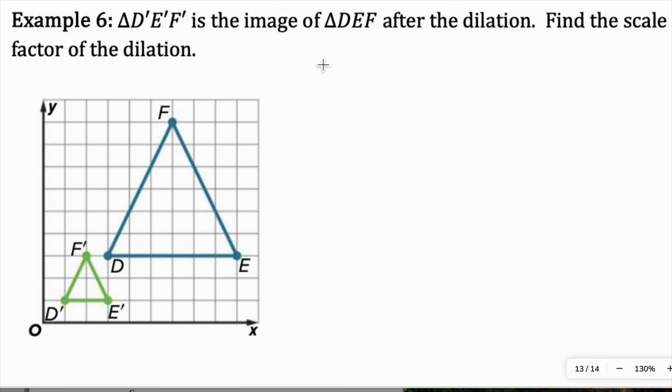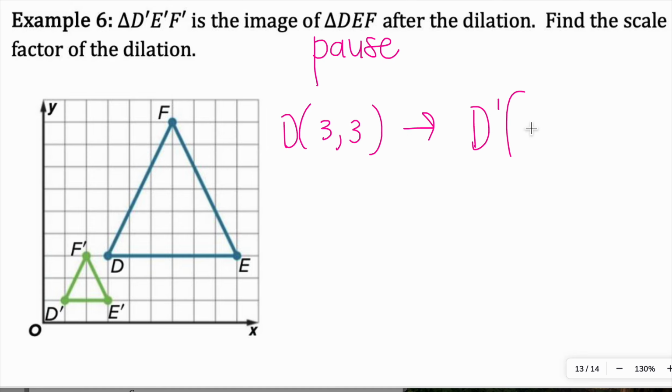And then last one, example 6, go ahead and pause the video here, try this one on your own. When you're ready to check your answer, go ahead and click play. So I've got example 6, D prime, E prime, F prime is the image of DEF after its dilation. Find the scale factor. I just focused on point D and where it's at now, 1, 2, 3, 1, 2, 3. And it went to D prime, which is at 1, 1.